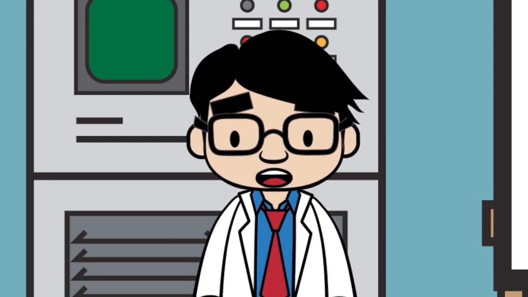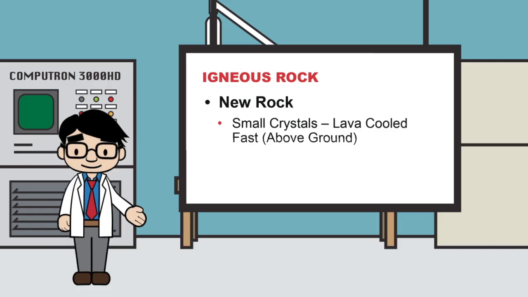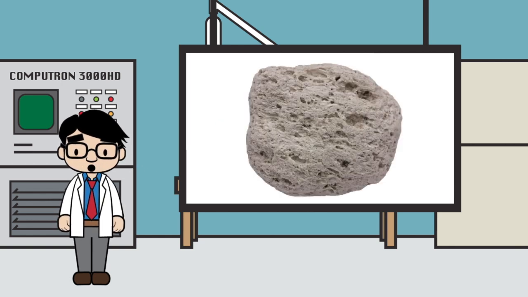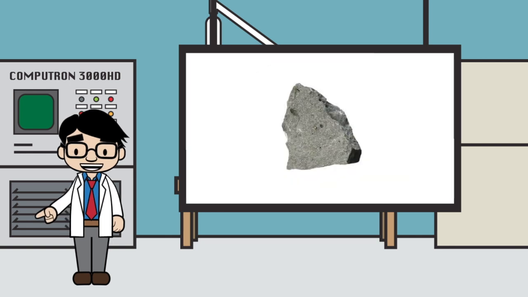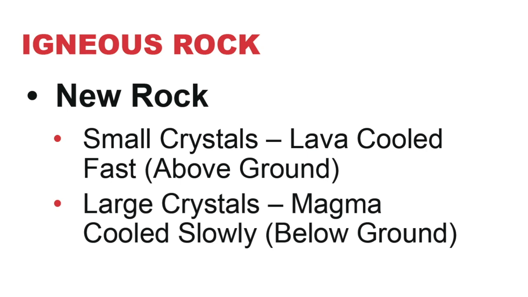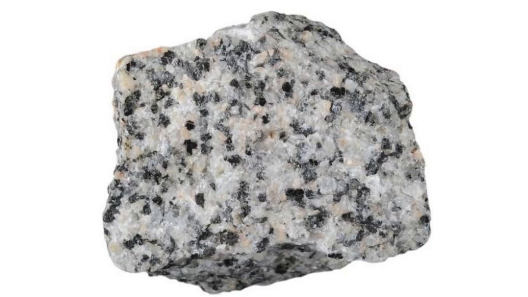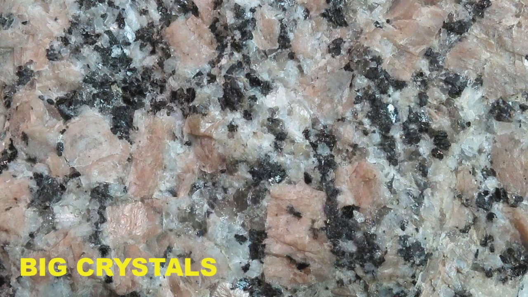Let's start with igneous rock. Igneous rock means new rock. If you see small crystals, that means the lava cooled fast. They are usually a little more dull in appearance and may have some holes where bubbles formed if they cooled in water. Large crystals means that the magma cooled slowly below ground. These rocks are a little more interesting to look at, and the crystals are usually large enough for you to see with your own eyes.